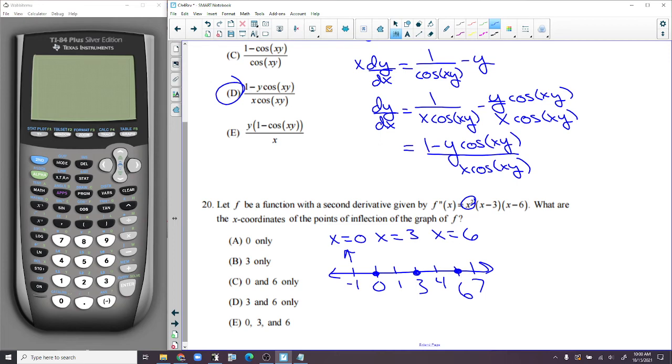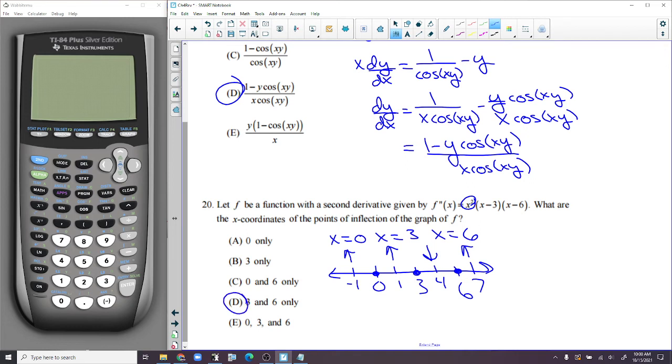1 is negative times a negative. That is also concave up, so no points of inflection there. 4 is positive times a negative. We got a point of inflection at 3. And then 7 is positive and positive. That's concave up. So 3 and 6 only.